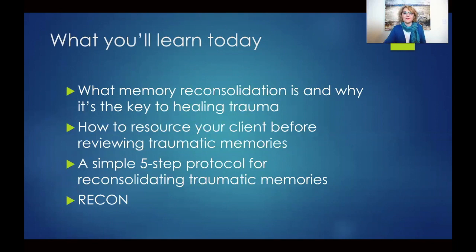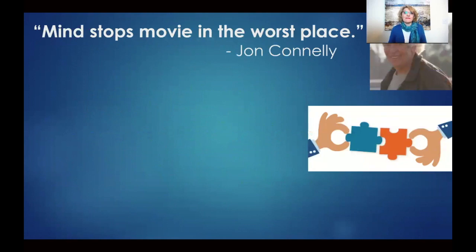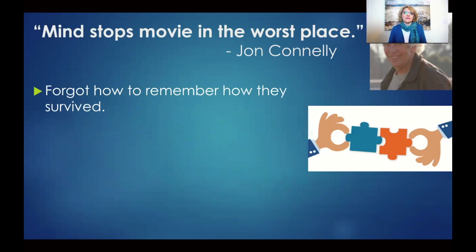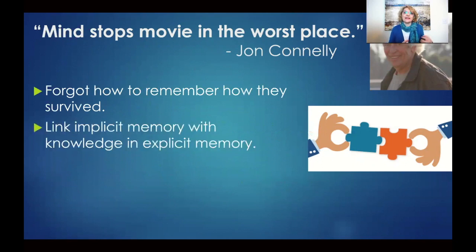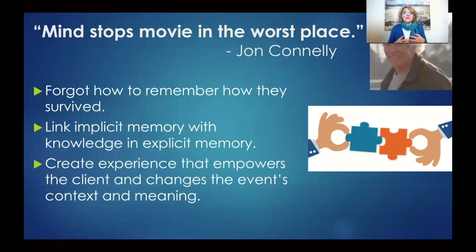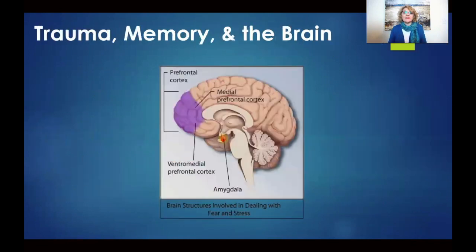So it's flexible. Now, when something traumatic happens, it's like our mind stops the movie in the worst place. That's what one of my mentors, John Connolly, said. And it's like they forgot to remember how they survived. What we have to do is link the implicit felt part of the experience to some adaptive knowledge that they've got in what we call their explicit memory. I'll get into that more in just a second. And what's specifically required is that you create an experience that empowers the client and changes the event's context and meaning.